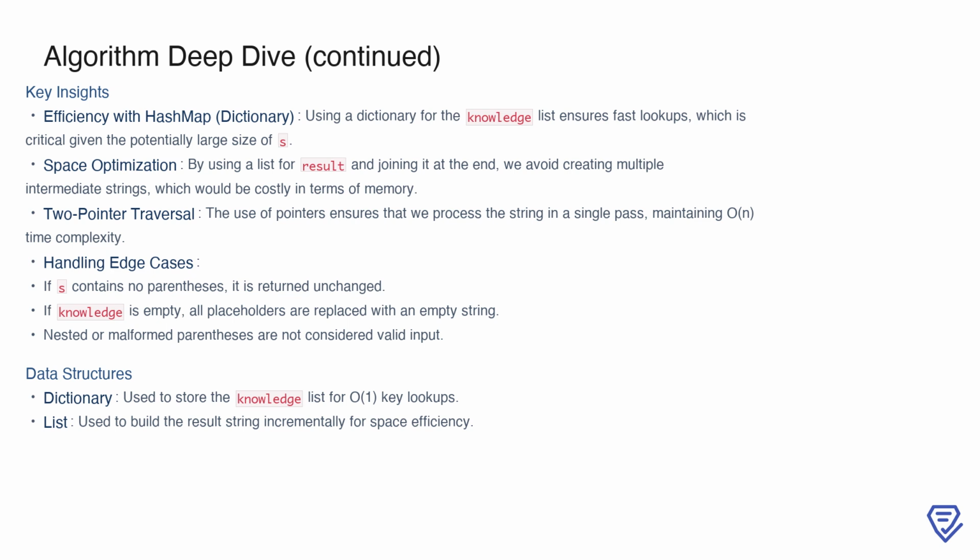Third, the use of two pointers ensures that we traverse the string in a single pass, resulting in an overall time complexity of O(n). Additionally, the algorithm handles key edge cases gracefully. For instance, if the string contains no parentheses, it is returned unchanged. If the knowledge list is empty, all placeholders are replaced with empty strings. It's important to note that the input does not account for nested or malformed parentheses, simplifying our implementation. The combination of these techniques ensures the algorithm is both efficient and practical.